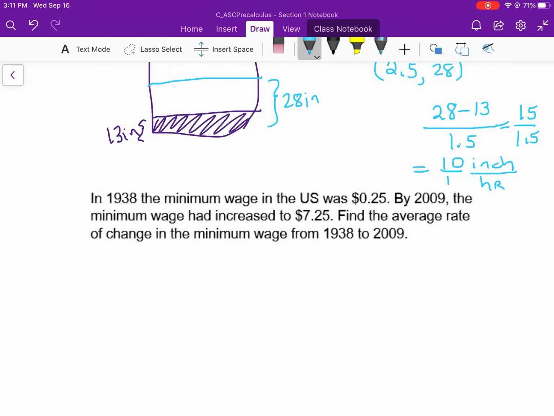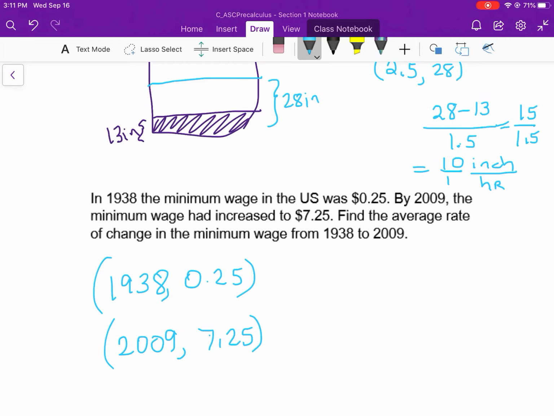Okay, so this one, 1938. In 1938, my wage was 25 cents. And by 2009, my minimum was $7.25. You see them as points? So we're looking for the rate of change. So that's per year. So year needs to go on the bottom, which is good because this is year and this is money, right? Okay, so it makes sense, money per year. So the year has to be on the bottom.